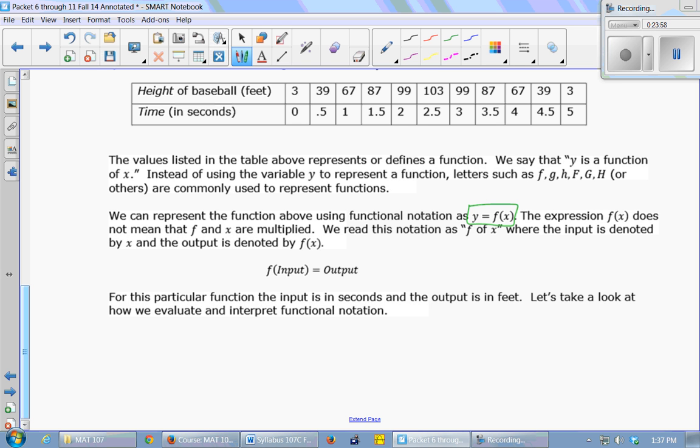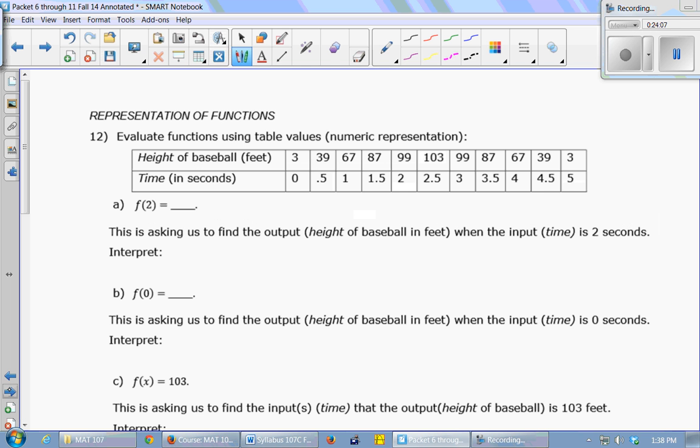So for this particular function with the baseball, our input is time in seconds, and we're going to look at how to evaluate and interpret function notation.